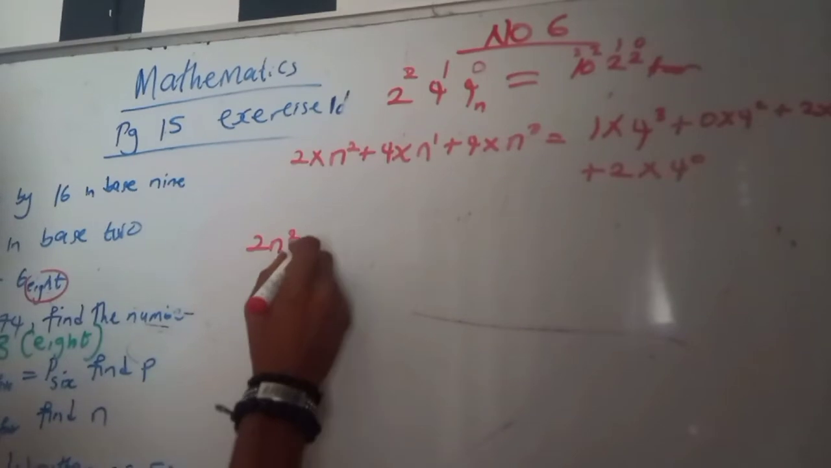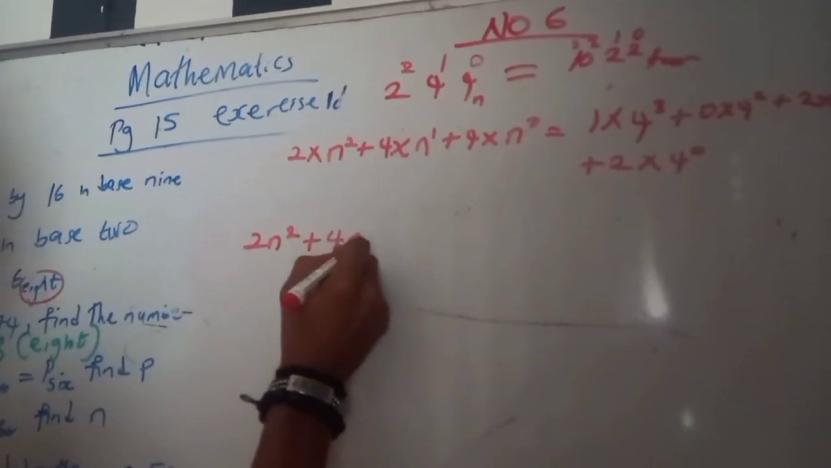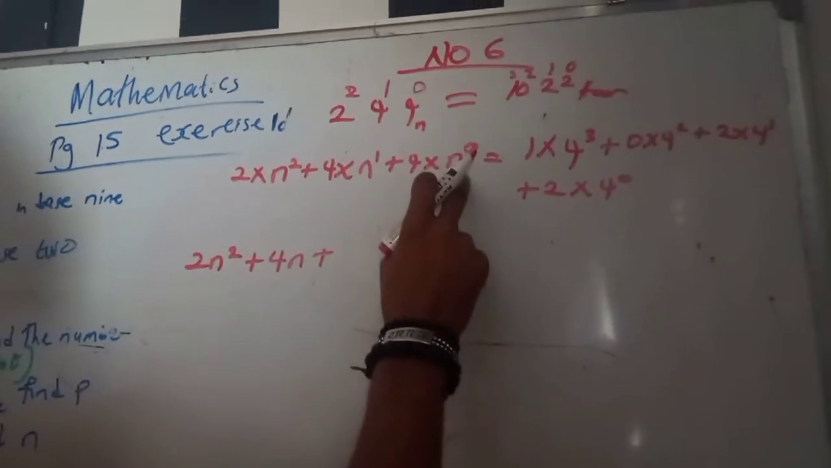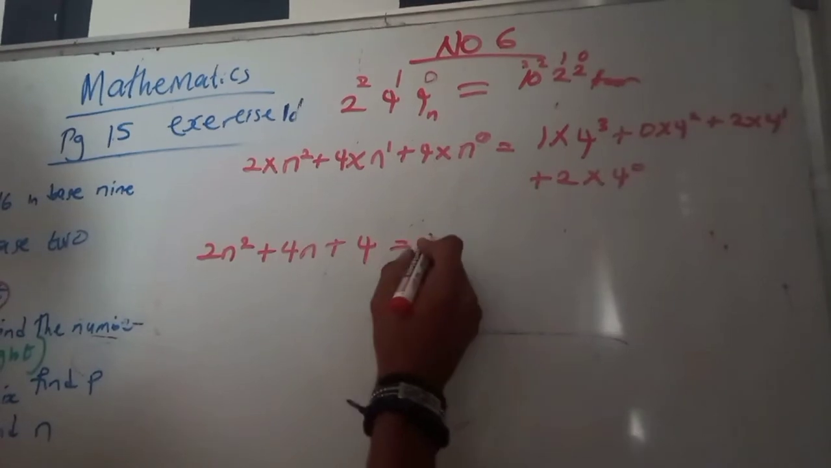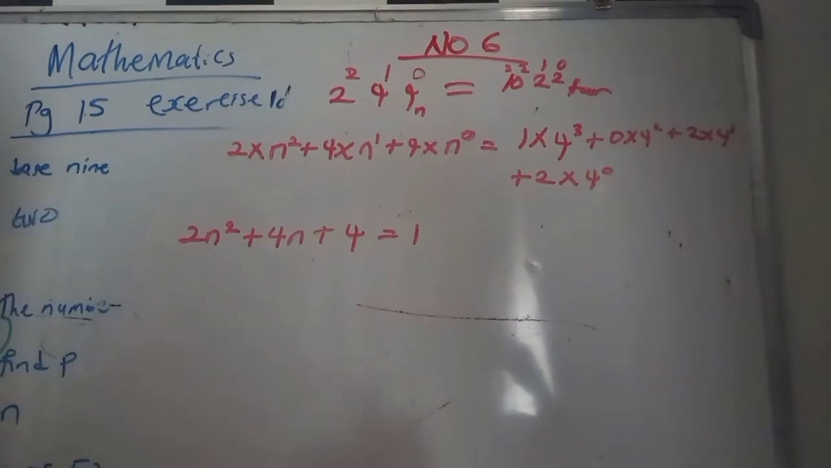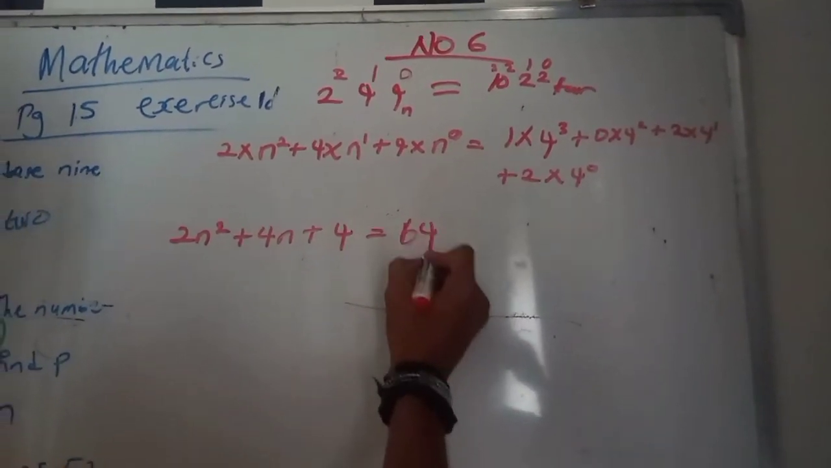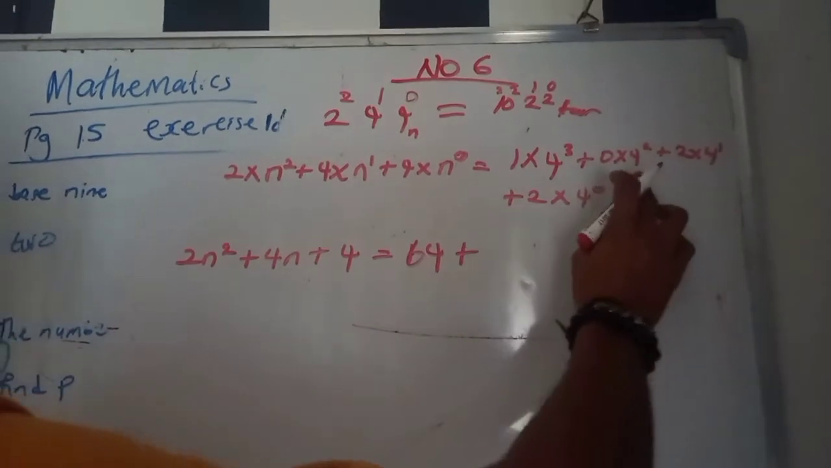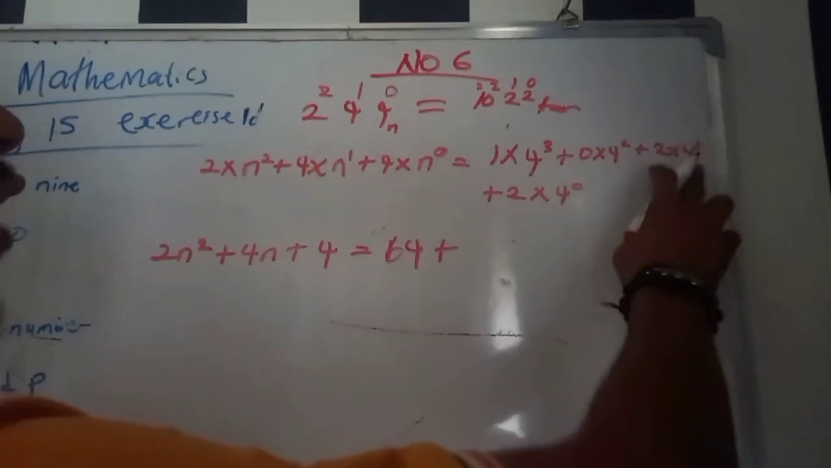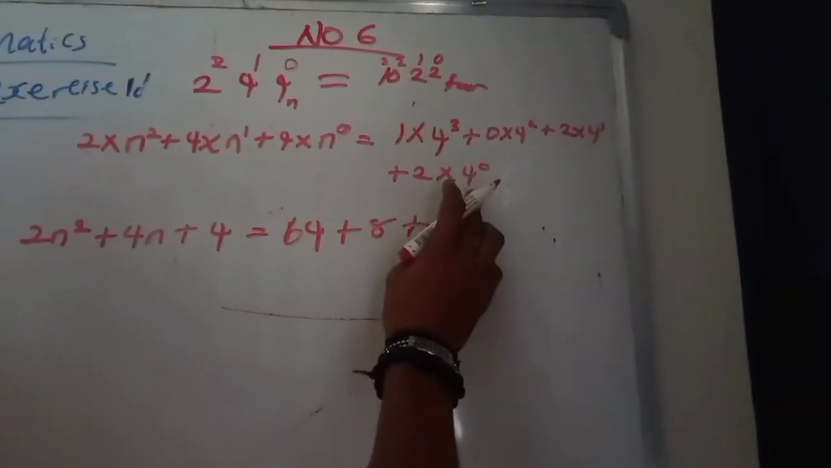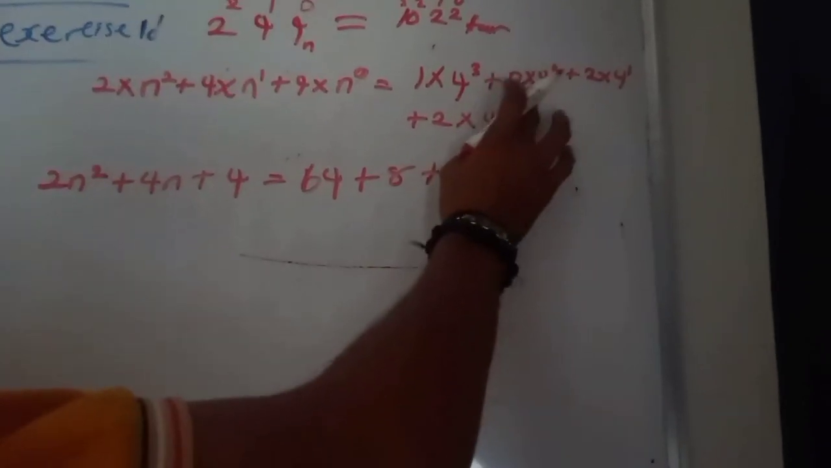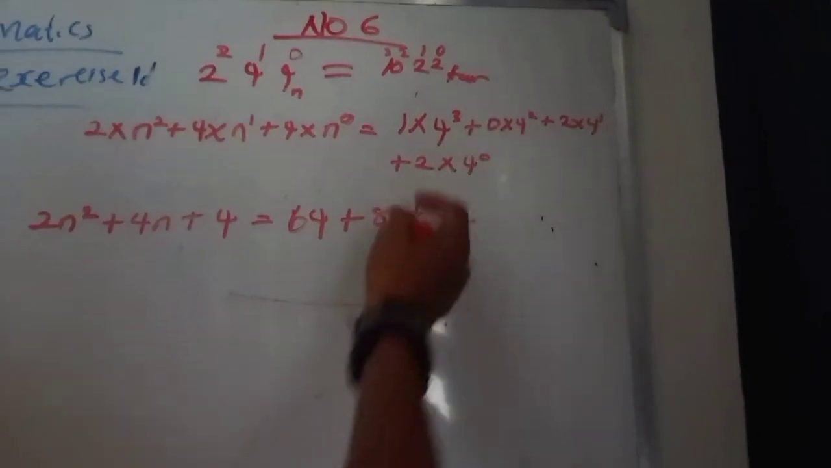Then I multiply: 2 times n squared is 2n squared, plus 4 times n is 4n, plus, because n to the power 0 is 1, 4 times 1 is 4, equals 1 times 4 raised to power 3, which is 64. So 64 times 1 is 64, plus 4 to the power 2 is 16, times 0 is 0, so it's nothing. 2 times 4 to the power 1, which is 4, 4 times 2 is 8, plus 4 to the power 0 is 1, 1 times 2 is 2. Don't forget, this 0 times 4 squared is 0, so no need of writing 0 here.